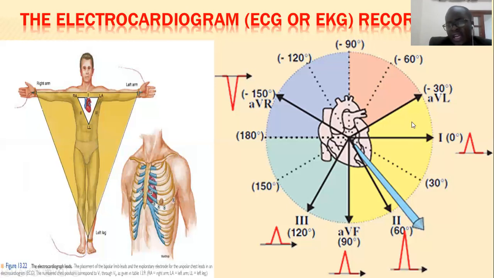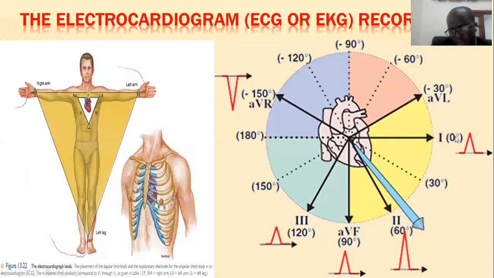Then the other one, augmented voltage left arm, is this one here now. So this is where you put your positive electrode. Then the machine will take the average of the two, the right arm and the left arm. So your negative electrode will be somewhere here. So it will draw an imaginary line connecting the left arm. So it's also splitting this angle into two, 30, 30.